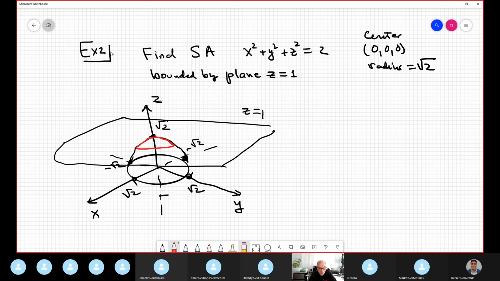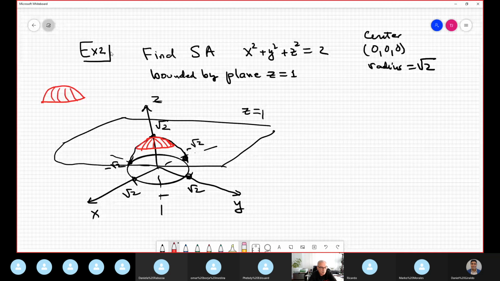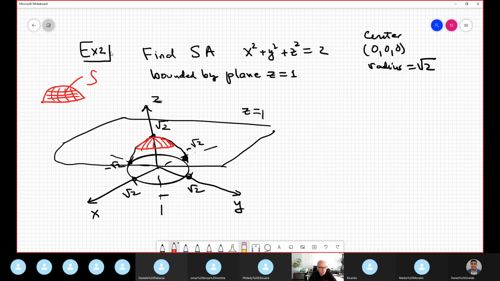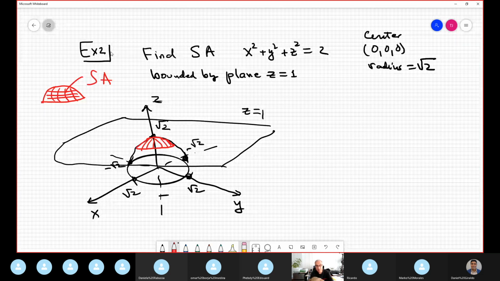Okay, and this height 1 is the plane. And this is my famous surface. I want to compute the surface area. It looks like a hat, like that. I want to compute the surface area of this. Do you understand a little bit the surface? It's an intersection. Okay, not intersection, sorry. It's inside, belonging to the sphere, but bounded by the plane z equals 1.